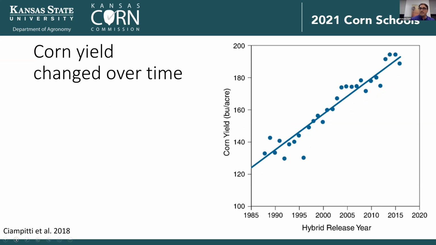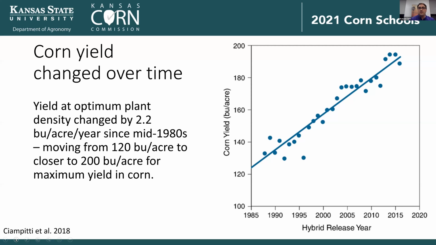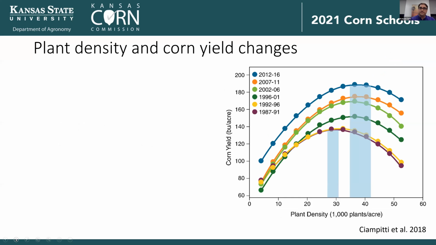So if you look at the changes in yield, you will see that those densities that we discussed before are connected with those changes in yield. So the yield has changed on average for those optimal plant densities, across 1985 until this time, close to 2.2 bushels per acre per year, okay? So I'm moving from 120 bushels average to all the way closer to 200 bushels per acre for maximum yield. So again, density is extremely connected to yield potential and target yield for each of the environments, a key relevant factor.